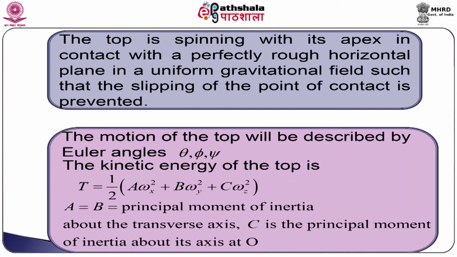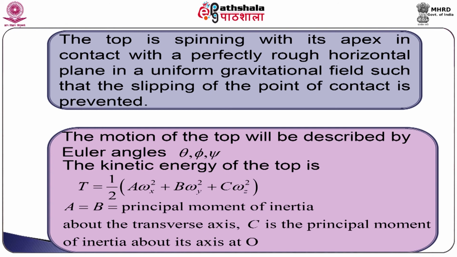As such motion takes place about a fixed point coinciding with the point of contact, the motion of the top will be described by Euler's angles, which are theta, phi and psi. The center of gravity of the top is at a distance L from O. The weight M into g, that is mass into acceleration due to gravity, acts at center of gravity G parallel to space z axis vertically downwards.